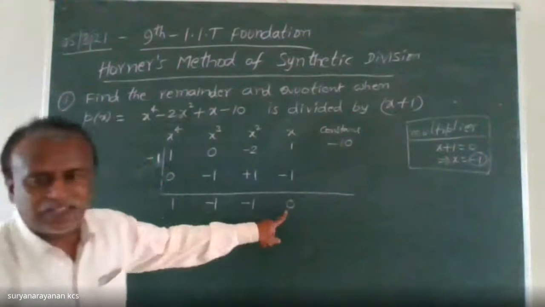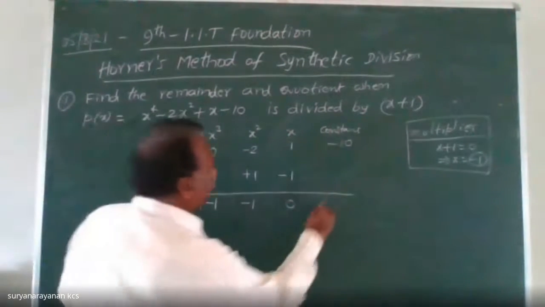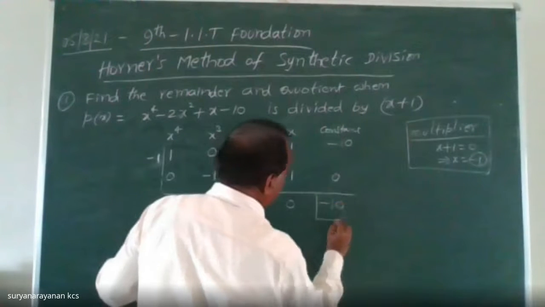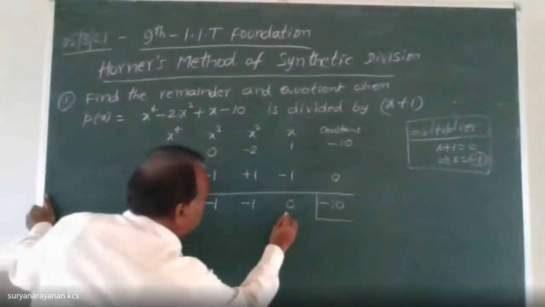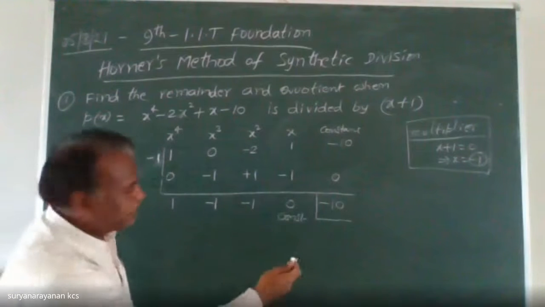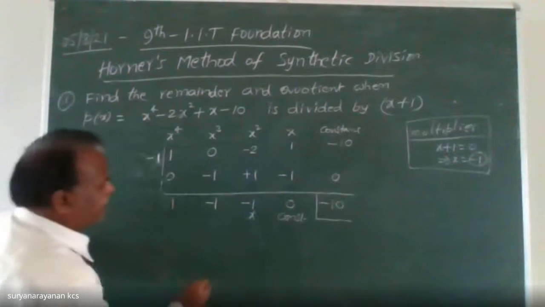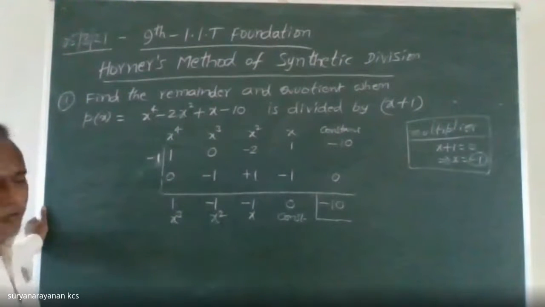Again multiply this number with the multiplier. Minus 1 into 0, 0. So 0. What will you get here? Minus 10 is the remainder, sir. This is the remainder. This is the quotient. This is the constant, from the right side. This is the x coefficient. This is the x square coefficient. This is the x cube coefficient.